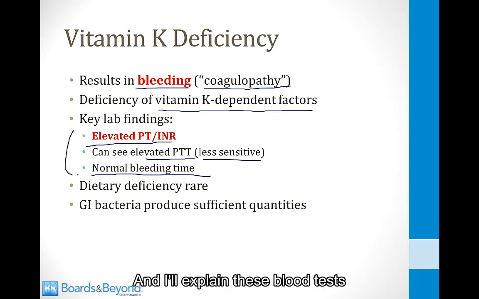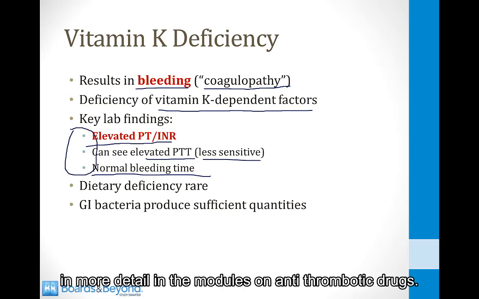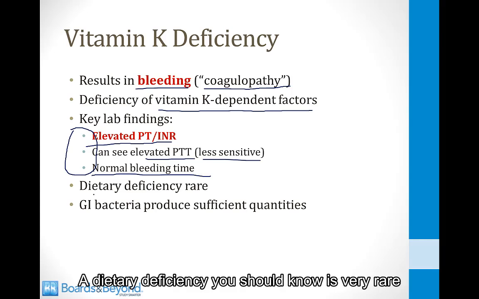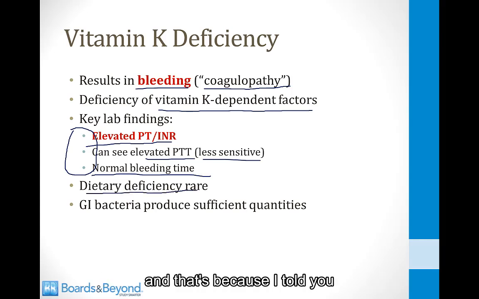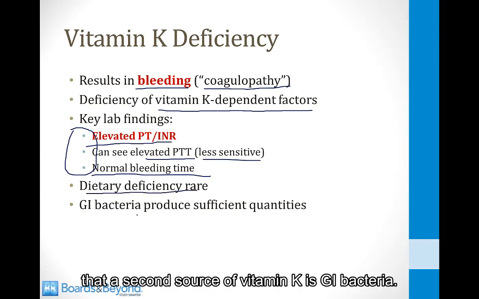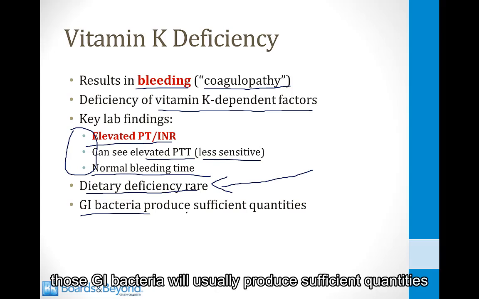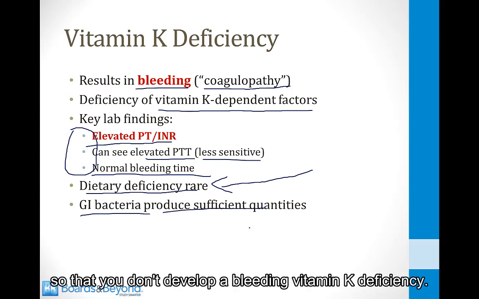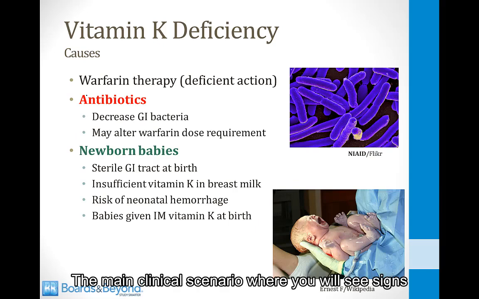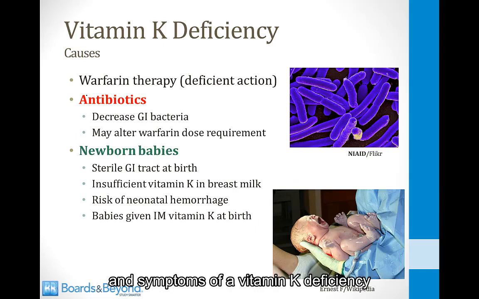And I explain these blood tests in more detail in the modules on antithrombotic drugs. A dietary deficiency, you should know, is very rare, and that's because I told you that a second source of vitamin K is GI bacteria. So even if you don't get enough from your diet, those GI bacteria will usually produce sufficient quantities so that you don't develop a bleeding vitamin K deficiency. The main clinical scenario where you will see signs and symptoms of a vitamin K deficiency is among patients taking warfarin.